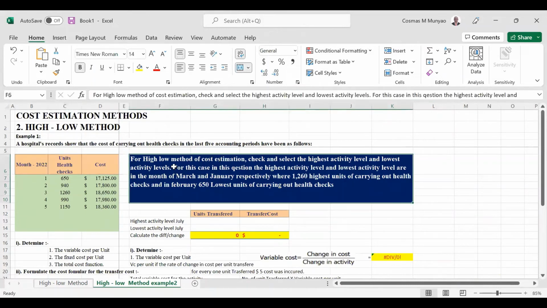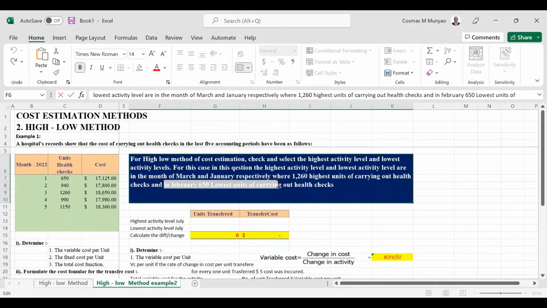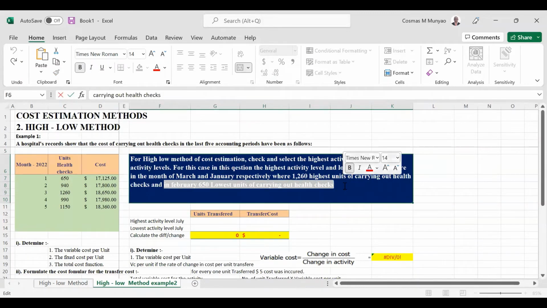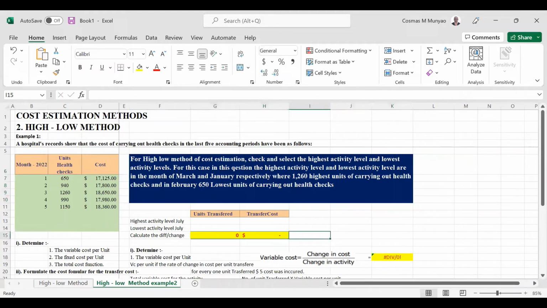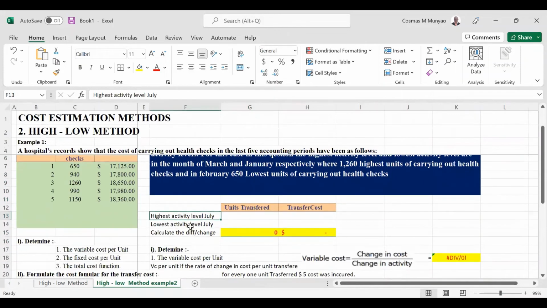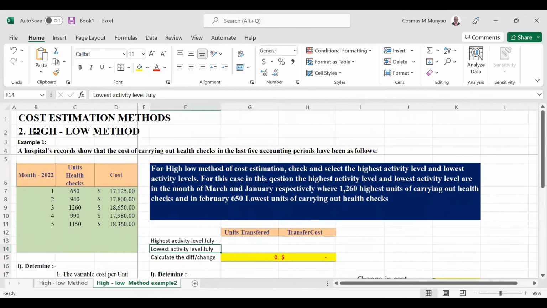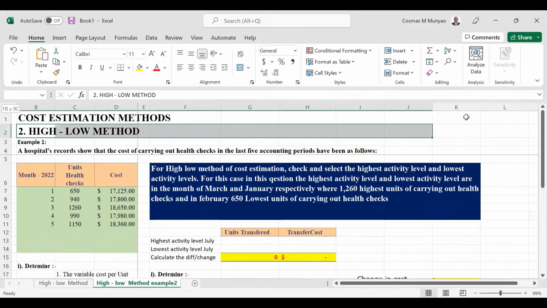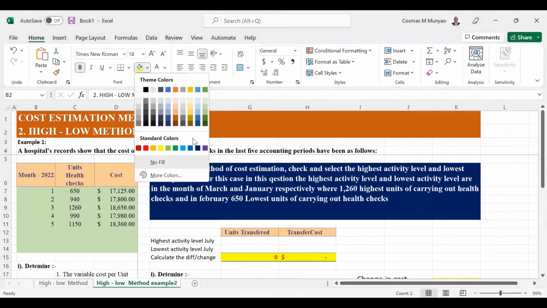Then from there, units of carrying out health checks, and in February, it's when they recorded 650, the lowest units of carrying out health checks. So just the way we did the other one, we first need to get the highest activity level and the lowest activity level, because the topic is the high-low method, the highest and lowest technique.